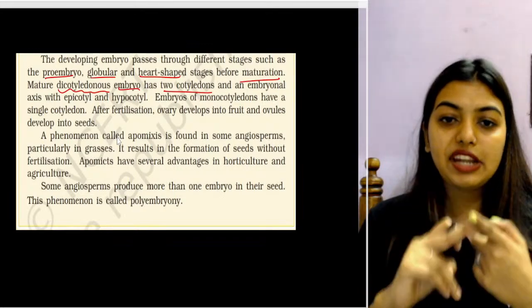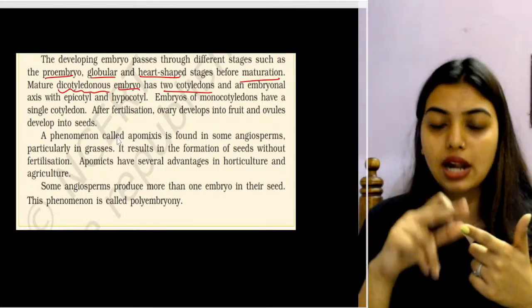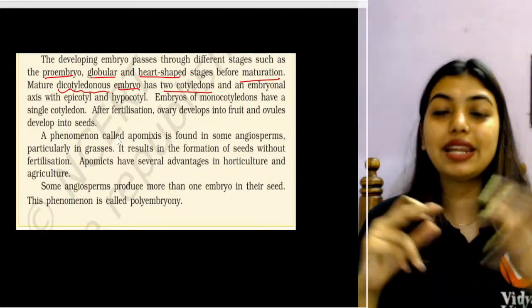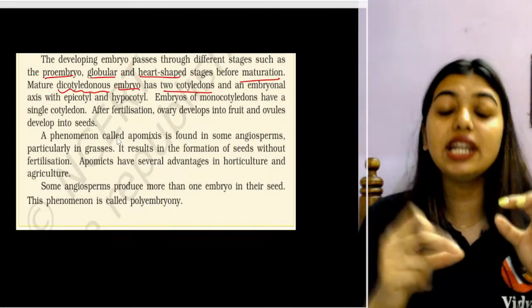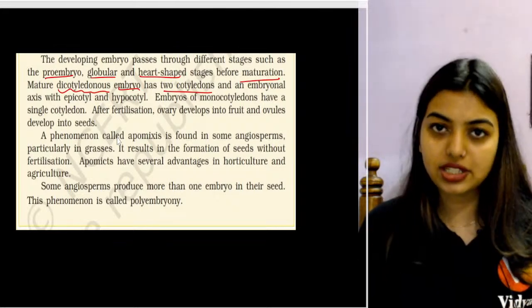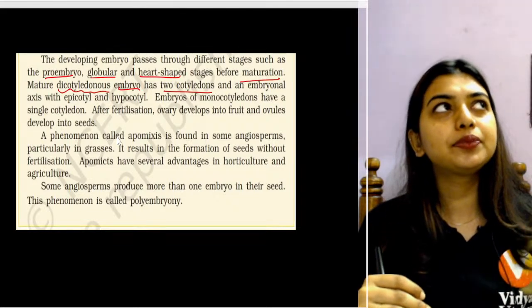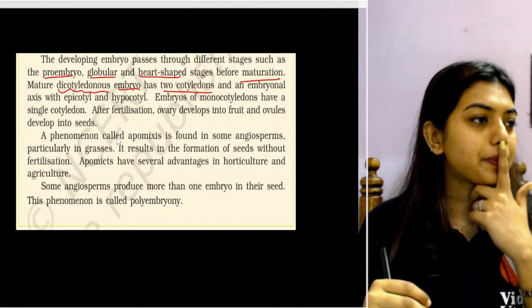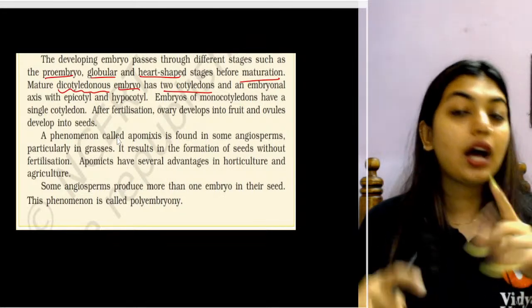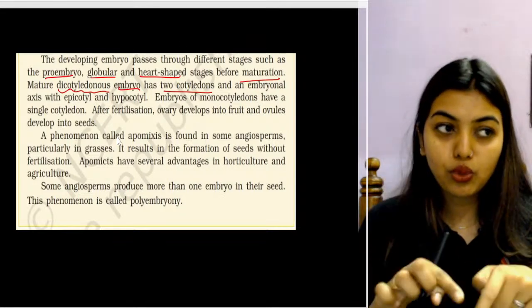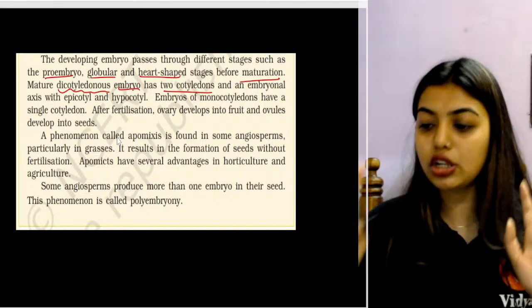Now, the integuments become the hard seed coat, and the micropylar end becomes the small opening on the seed that allows oxygen and water exchange. Then what else, students? Did we miss something? The ovary wall will become the fruit wall, which is called the pericarp.